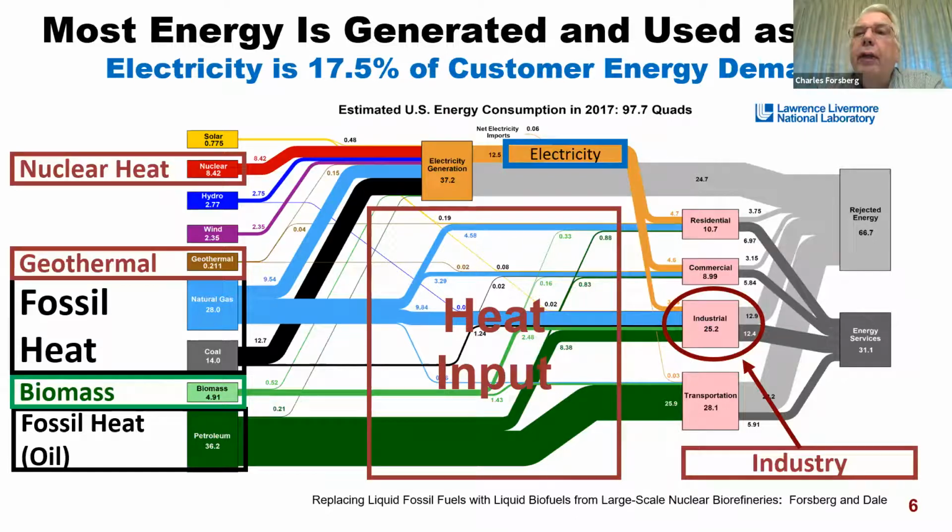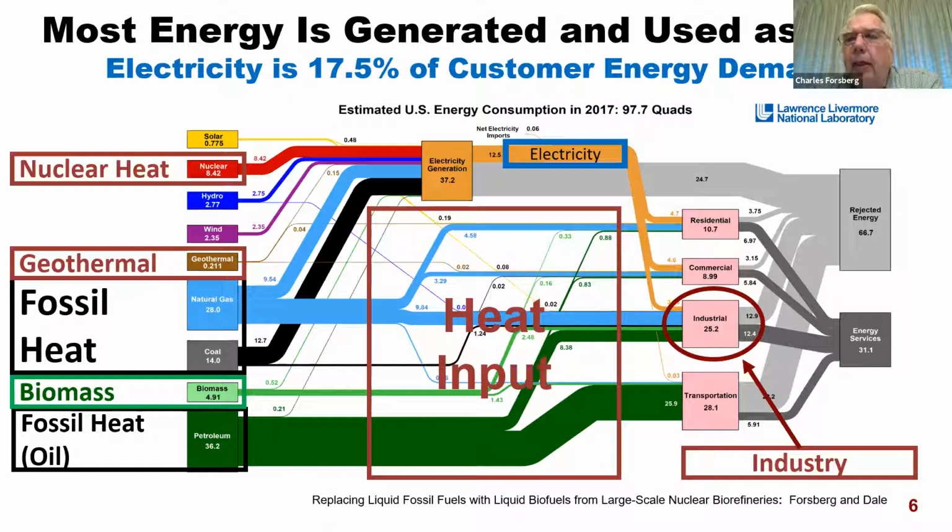Now let us take a look at what the customer needs. Most energy consumed in the United States is consumed as heat. Electricity is only 17.5% of consumer energy demand. This figure shows on the left various types of energy sources: nuclear, geothermal, fossil heat, that is natural gas and coal, biomass, and fossil heat in the terms of oil. On the right, we find what the customer requires: residential, commercial, industrial, and transportation. In the middle, we see the electricity sector where we convert various energy inputs into electricity.